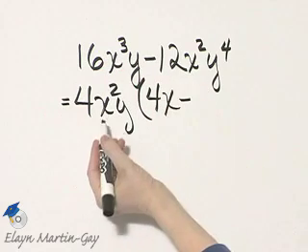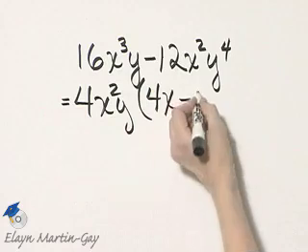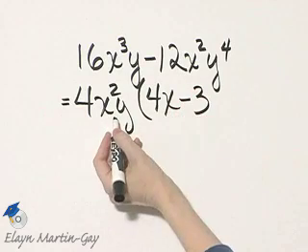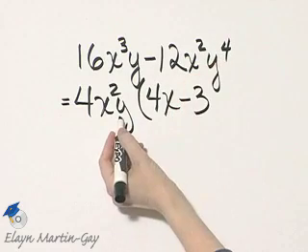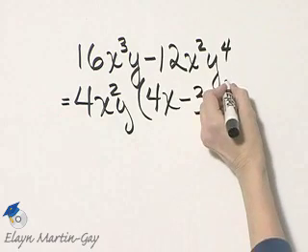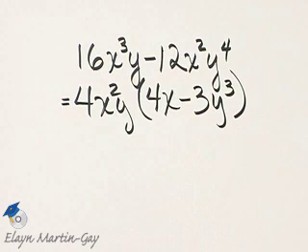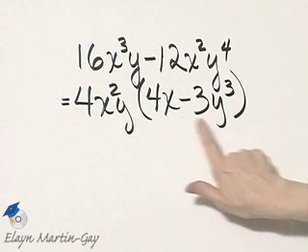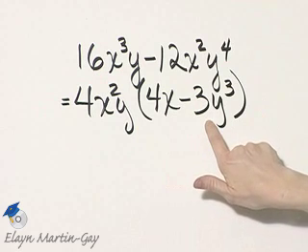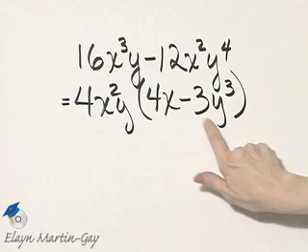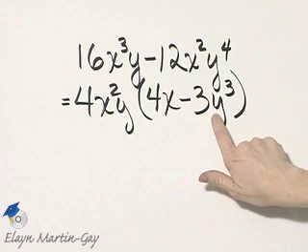Minus, what is this divided by that? Well, 12 divided by 4 is 3. The x squareds divide out, and y to the 4th divided by y is y cubed. And then always check 2 things. Do you have any other common factors other than 1 or -1? Notice here the answer is no.